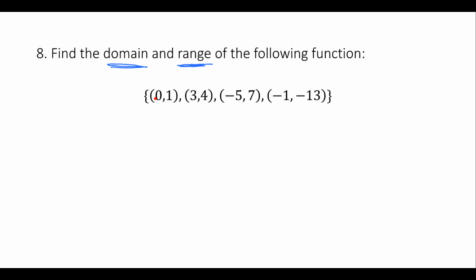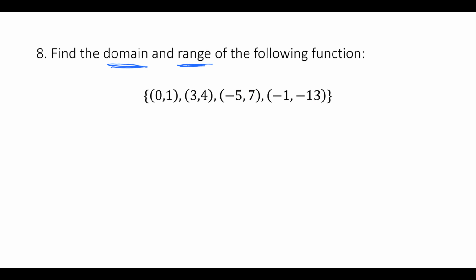So when x is 0, y is 1. When x is 3, y is 4. For x equals -5, the y that belongs to that is 7. When the input is -1, the output is -13. So that's how we can think about this set of points. So what the problem is asking us is to find the domain of this function, and the domain is literally all the x values. So 0, 3, -5, and -1. So all the inputs of the function. The range are all the y values, or all the outputs that correspond to the inputs that we had.